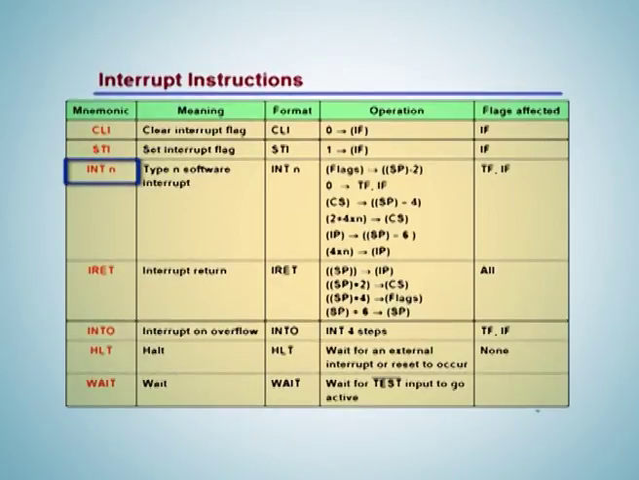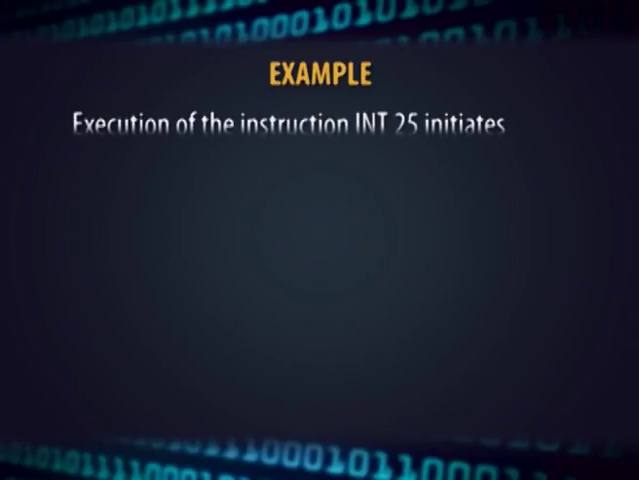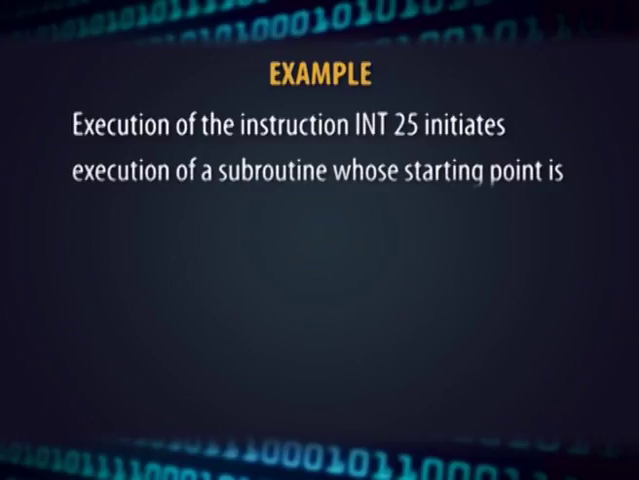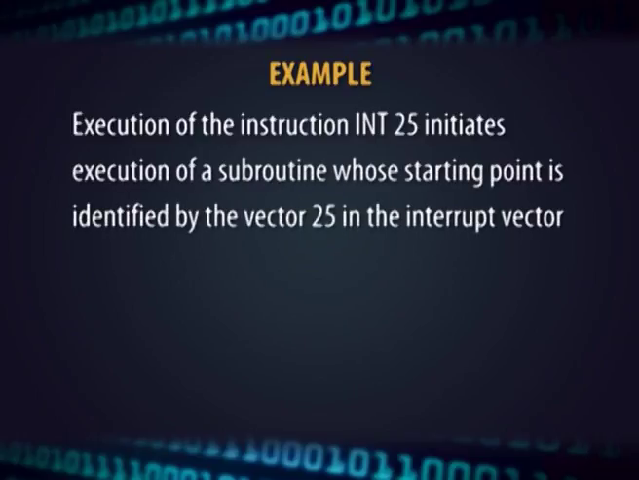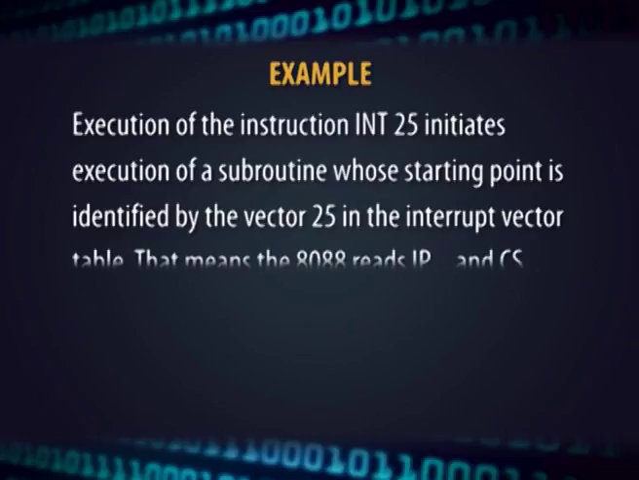The next instruction is the software interrupt instruction indicated as INT N. It is used to initiate the software vector call of a subroutine. For example, the execution of the instruction INT 25 initiates the execution of the subroutine whose starting point is identified by vector 25 in the interrupt vector table.